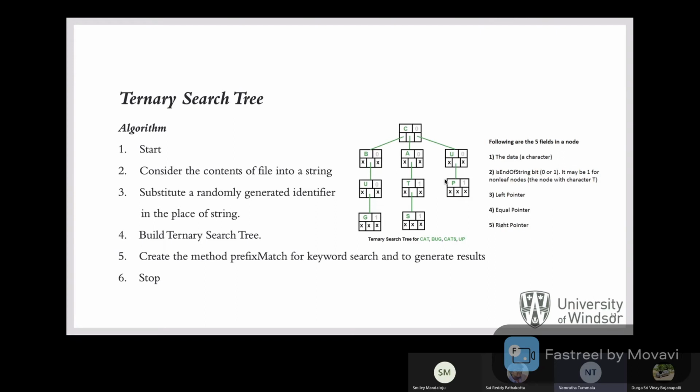Generally you start the code by writing a module, and the initial step is that it will convert the contents of the file to a string, and then you substitute an identifier in place of the string, and the ternary search tree operations will work. And if the keyword matches any of the words in the file, then it will show you the output. Vinay, can you please carry on further?